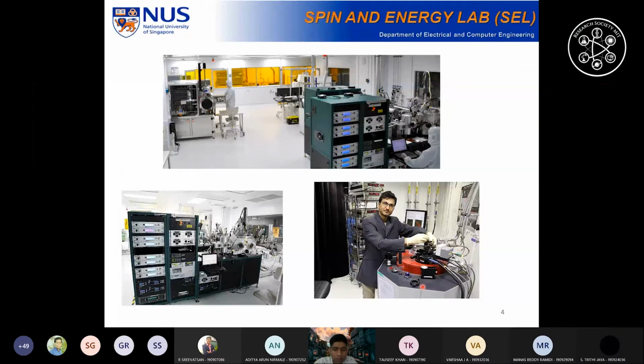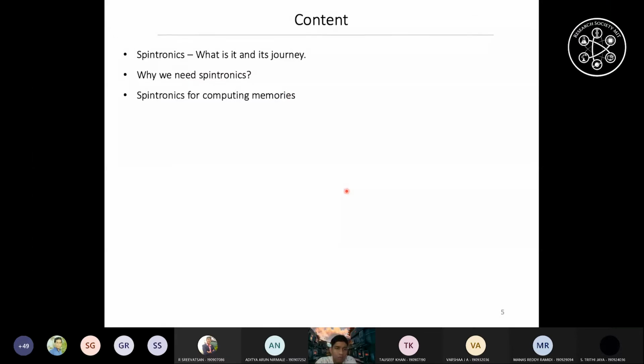Okay, so the rest of the presentation, I have divided broadly into 3 areas. Okay, first we will see Spintronics. What is it? We will directly address what exactly is Spintronics and how it is present in our life. It is present in your life, I may guarantee. You may not know. And what is its journey right now and future? What is there in Spintronics? The second question we will address is why do we need Spintronics? Okay. And finally, we will see one application of Spintronics, that is computing memory. So there are some slides on this. So it's a very brief talk.